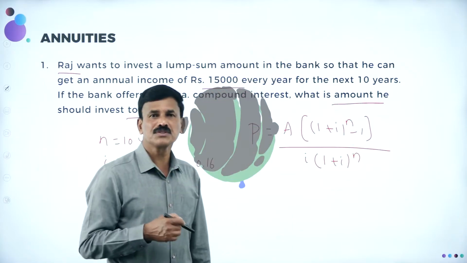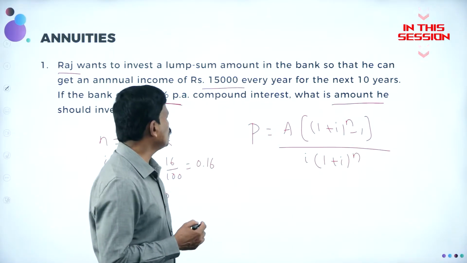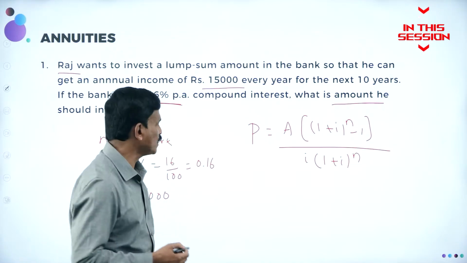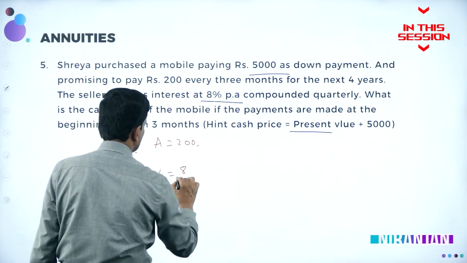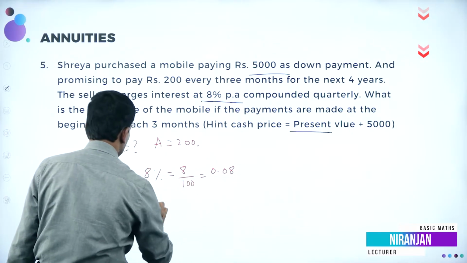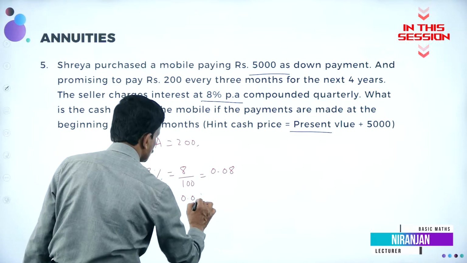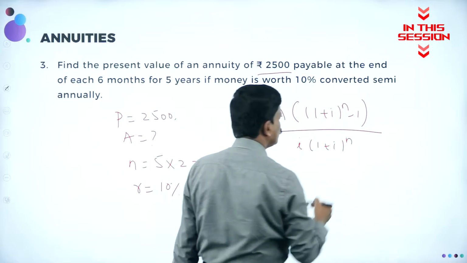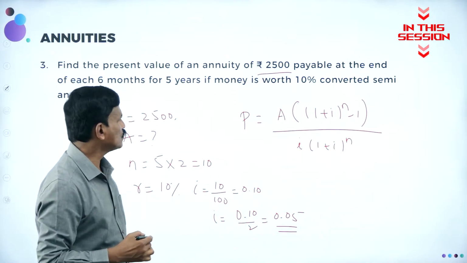So the formula used to find the present value is P is equal to A into (1 plus I to the power of n minus 1) divided by I into (1 plus I) to the power of n. 8% is nothing but 8 divided by 100, that is 0.08. Therefore, I is equal to 0.08 divided by 4. So this is the formula, we are going to make use of it.